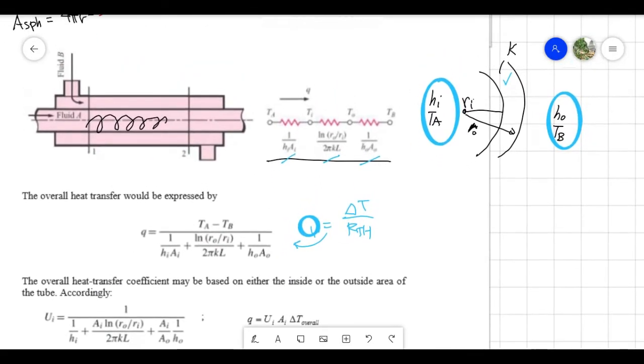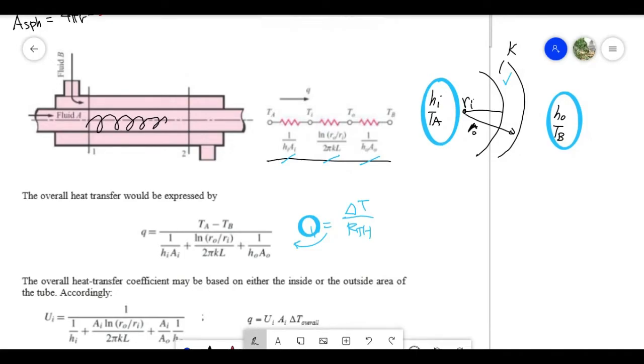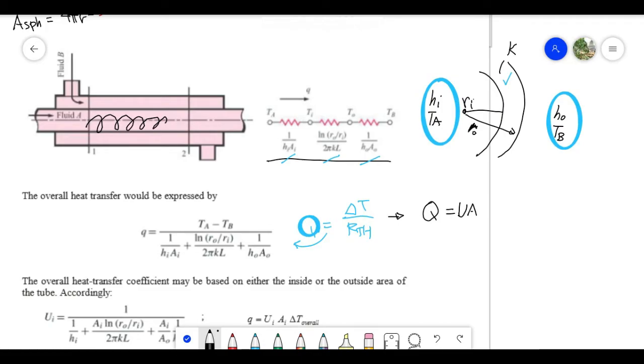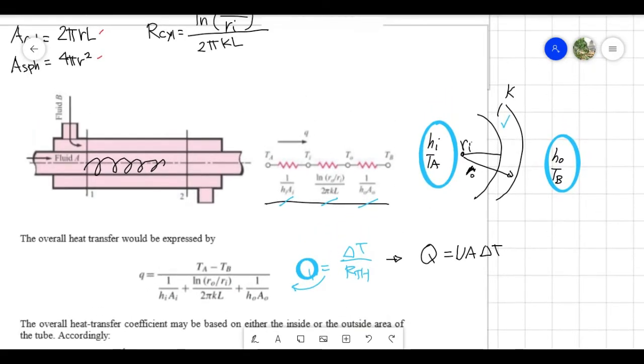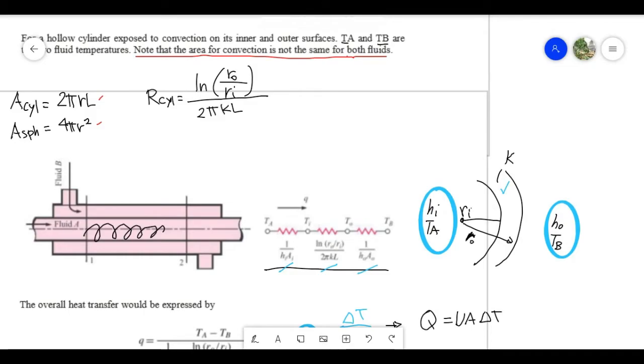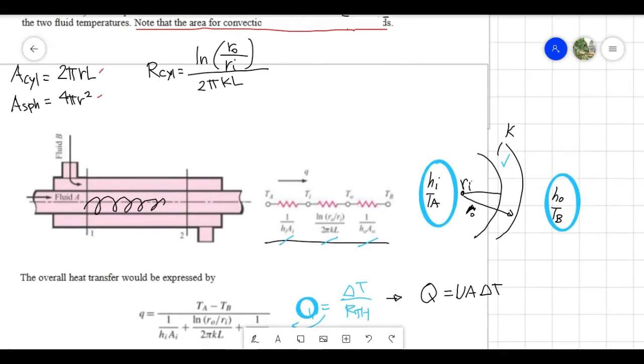So, ayun, same concept lang. Masulat mo pa rin itong formula na to, kahit na cylinder siya, in terms of overall heat transfer coefficient. Pero take note, ano na yung note natin kanina? Yung area daw ng fluid A and fluid B, ayan, for convection is not the same for both fluids.